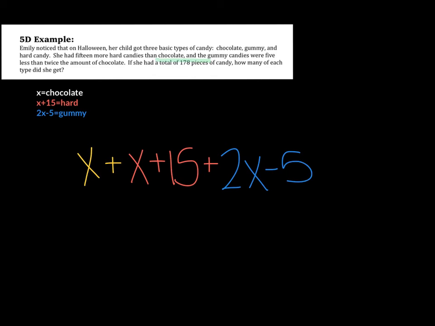Now we know that a total means you just add it all together. So let's go ahead and do that. I'm going to use yellow and say x for my chocolate. Then I need to add on my hard candies, which we represented as x plus 15. But then I also need to add on my gummy candies, which was 2x minus 5. Now you can see here how I have all 3 types of candies all together, and I know that they're all going to equal 178. So there is my equation.